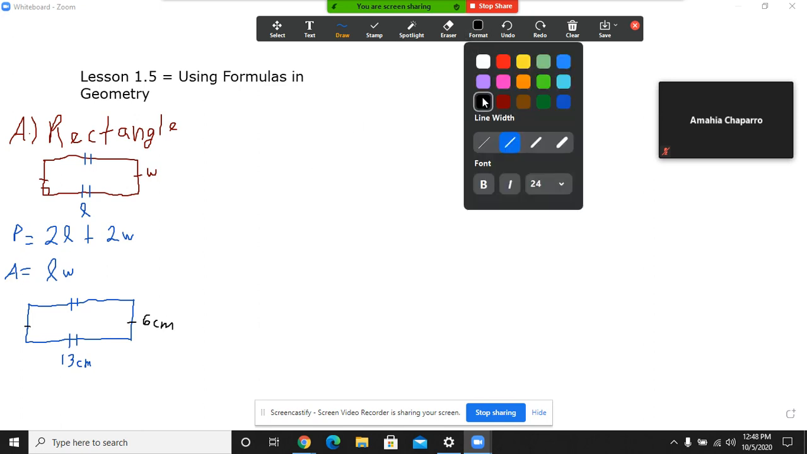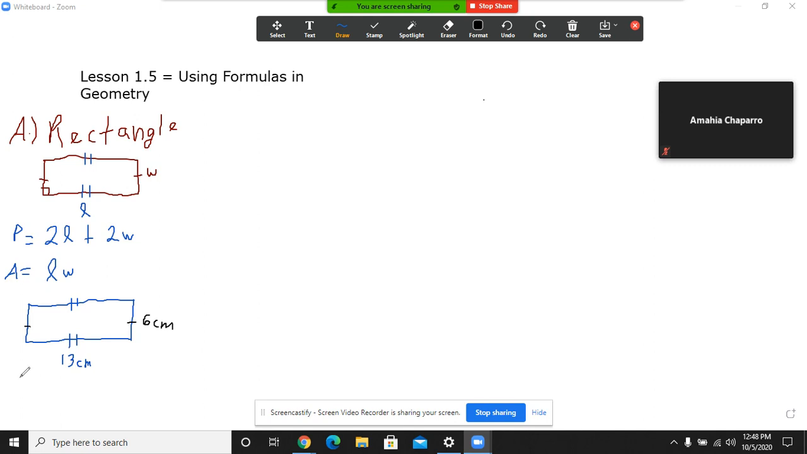So let's start by finding the perimeter. We're gonna put that in the formula. It's gonna be 2 times 13 because that's the length, plus 2 times the width, which is 2 times 6. So we're gonna multiply those numbers and then add them together. I'm gonna do it in steps. Remember, you have to do every process on the test. So 2 times 13 is 26, plus the multiplication of 2 times 6, that is 12.